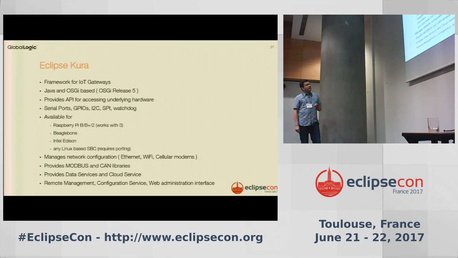So, Eclipse Kura. Do you know Eclipse Kura, or should I explain a little bit about it? Maybe. Okay, so it is a framework for IoT gateways, and it is based on the OSGi specification. So it's modular and highly dynamic. It provides an API for accessing underlying hardware, for accessing GPIO, serial port, Bluetooth, I2C, SPI. It's available for all those small Linux-based computers like Raspberry Pi, BeagleBone, Intel Edison, but it can be ported to any Linux thing.